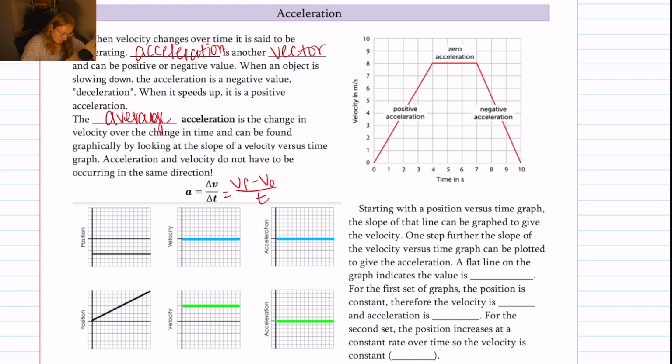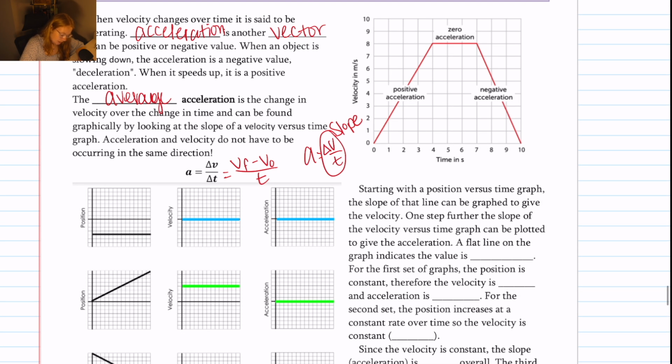And if acceleration is V divided by T, then we know we can take the slope of a V versus T graph, and that would give us the acceleration. Just like with position versus time, you can analyze that slope to get velocity, we can analyze a velocity graph to get acceleration. So if we analyze the slope, we should get information about the acceleration.